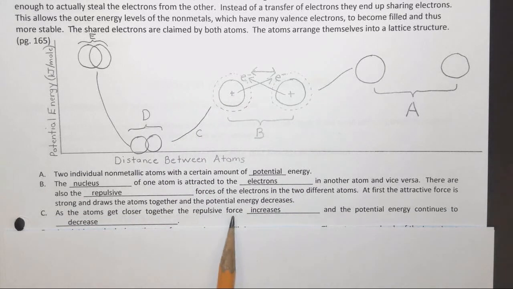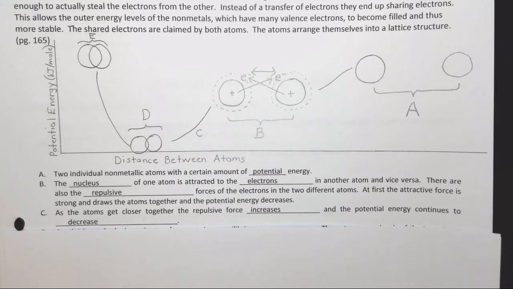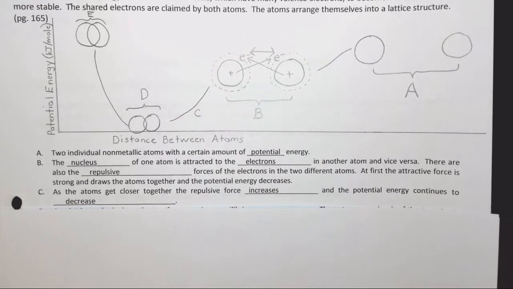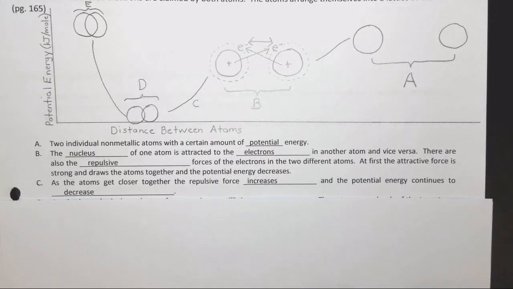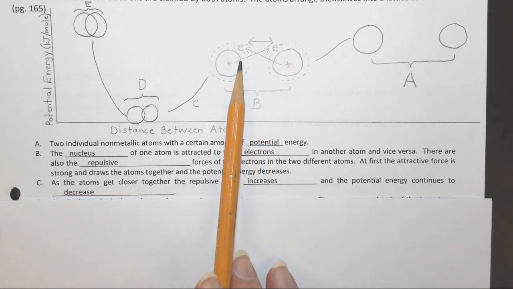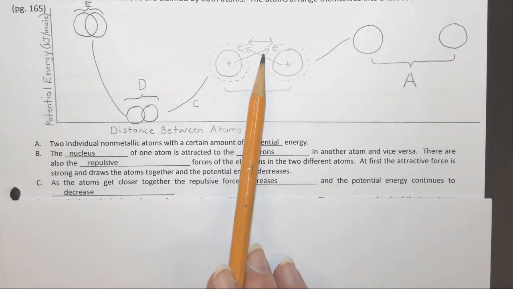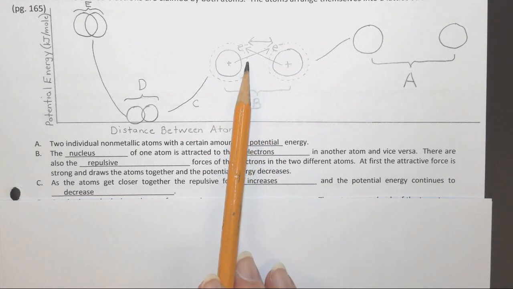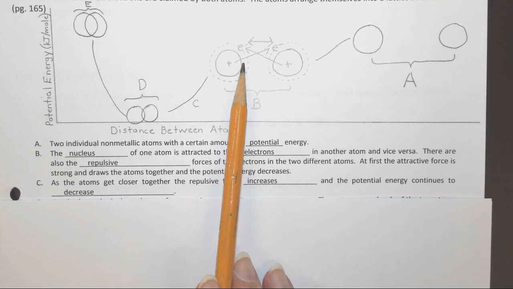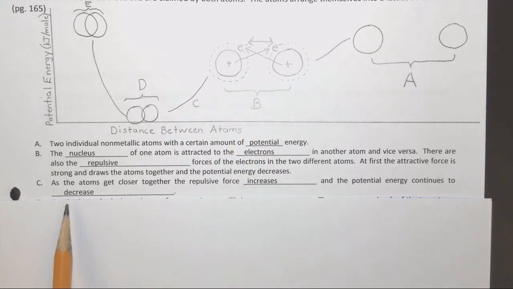The repulsive force is also increasing. As those electrons in the valence shells get closer and closer to each other, they are going to repel more and more. So the attractive force is still there, drawing them together, but my repulsive force is getting bigger.